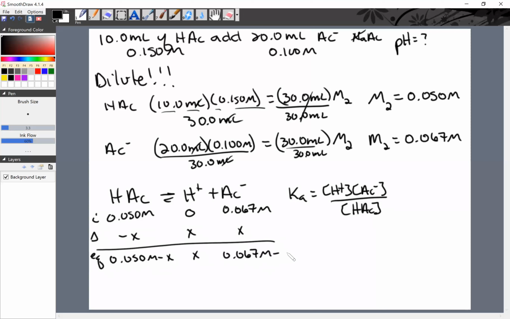Because I could do my assumption and off I go. Okay, yes, that can still be done. But what I want to recognize is that combination is a buffer. If I recognize that combination as a buffer, then I can use the Henderson-Hasselbalch.